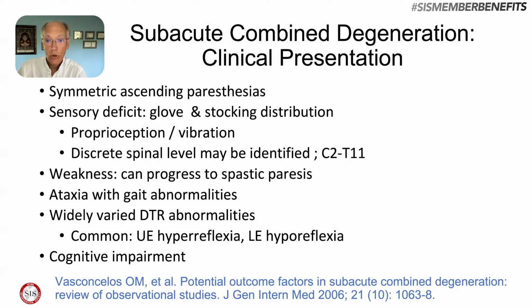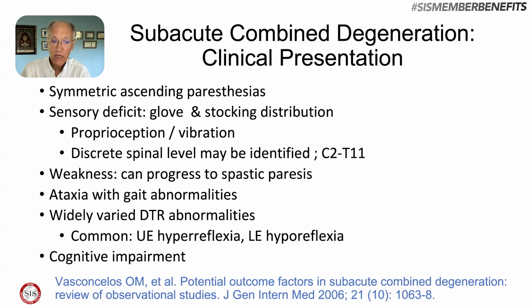So how are these patients going to present clinically? Well, very much like our patient. They may have symmetric ascending paresthesias, which tend to localize in a glove and stocking distribution, hands and feet. And that sensory deficit is primarily going to be proprioceptive, inability to understand position in space, and lack of vibration sense. There may be a discrete spinal level, anywhere from C2 to T11.